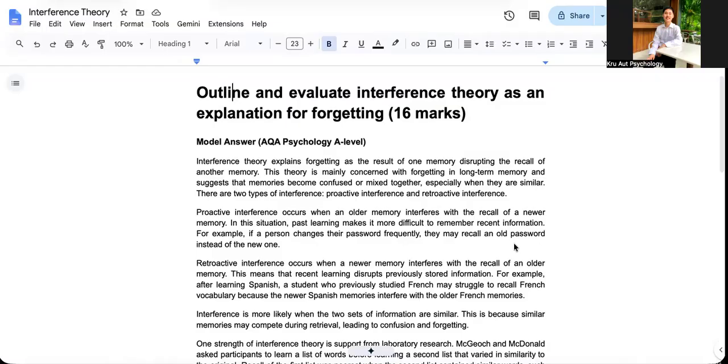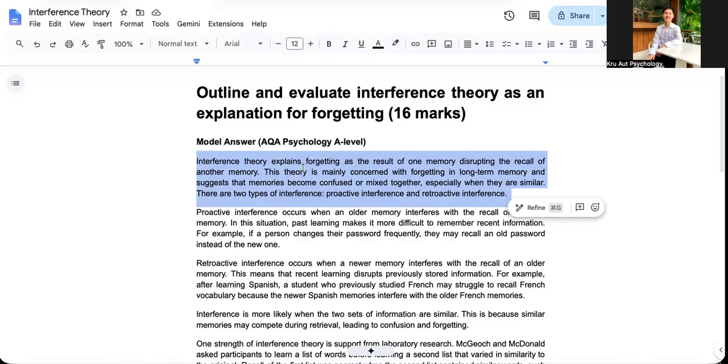In this video, we'll be talking about interference theory as an explanation for forgetting by looking at the model answer: outline and evaluate interference theory as an explanation for forgetting, which is a 16 marker in the AQA Psychology A-level syllabus. So, as usual, we'll start with AO1 and then go into AO3. AO1 is 6 marks, AO3 is 10 marks, so more weight to AO3.